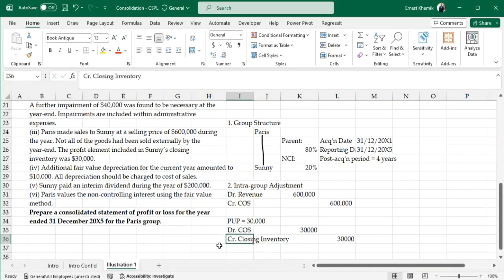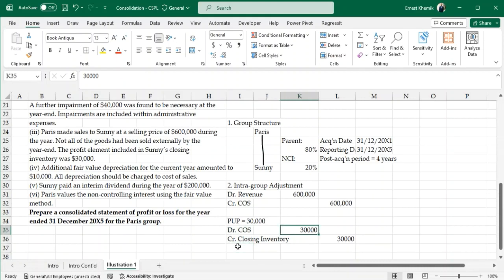So that at the end of the day, the closing inventory will be at the cost to the group, and then the over-deduction on cost of sales due to the increment of the closing inventory by this amount will be added back to our cost of sales. All right, so that is exactly what we are doing here, so that at the end of the day, the effect is completely eliminated.